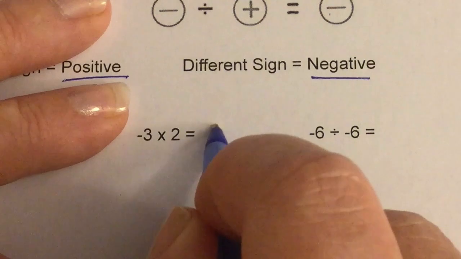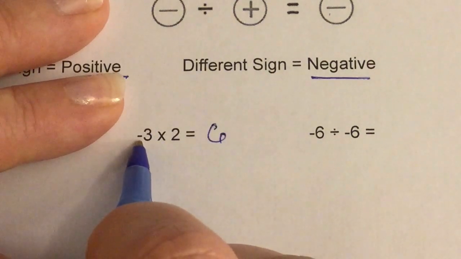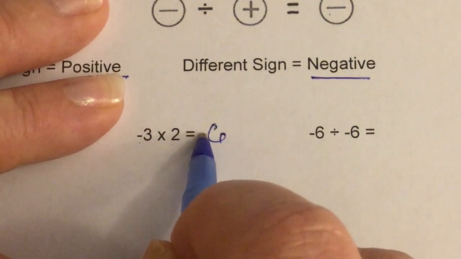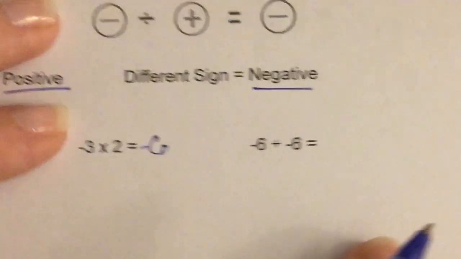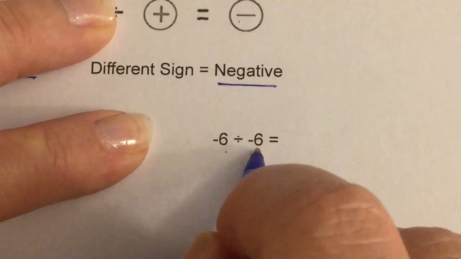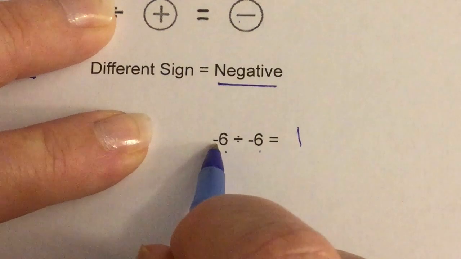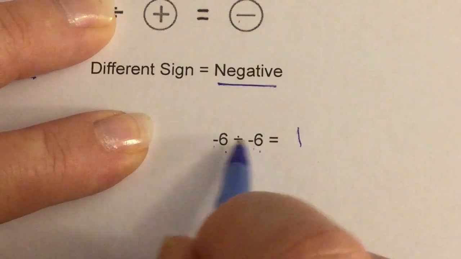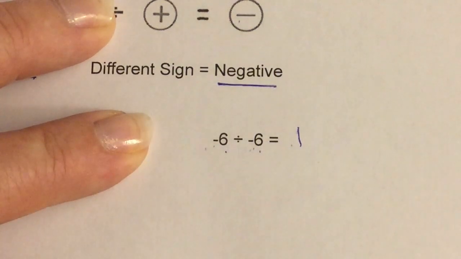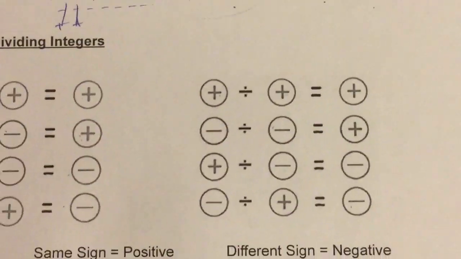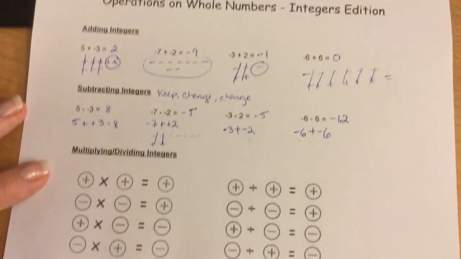3 times 2 is 6. We have one of each. We have a negative and a positive. When you have different signs, it's a negative. Similarly here, 6 divided by 6 is 1. Look at your signs. Negative divided by a negative, same signs, means a positive. And that's how you perform the basic operations on integers.